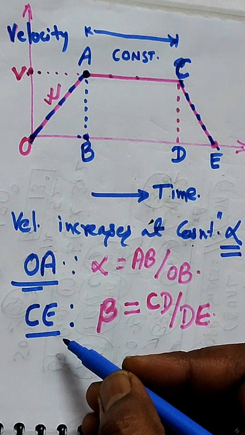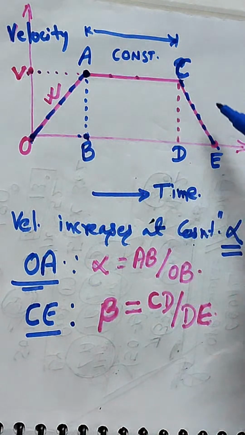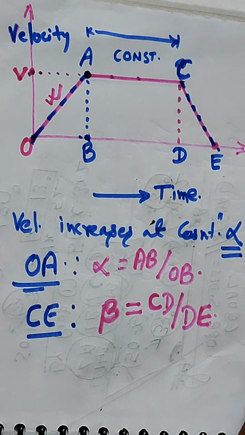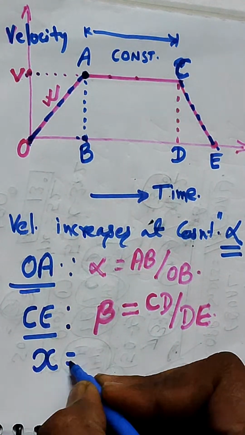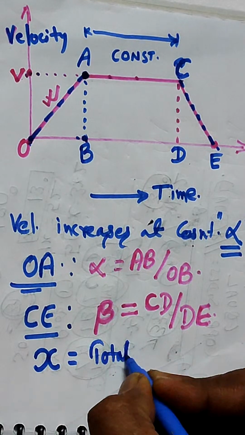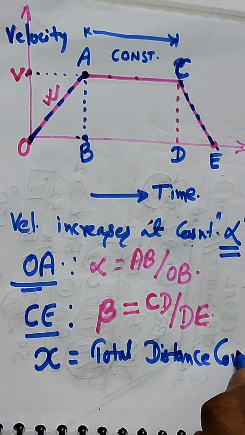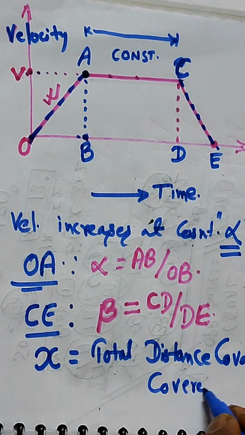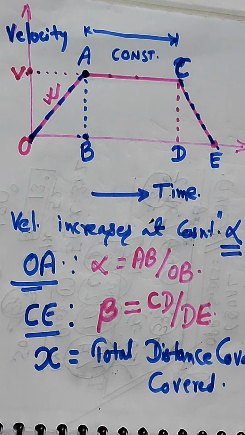If x be the total distance covered by the particle, I mean to say the train, okay, is x. So the other data given in this numerical is x equal to total distance covered, right? Total distance covered is x. Okay. Now we need to find the total time taken t.